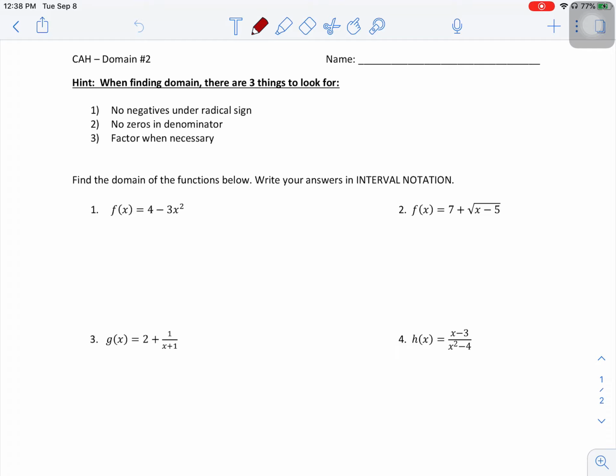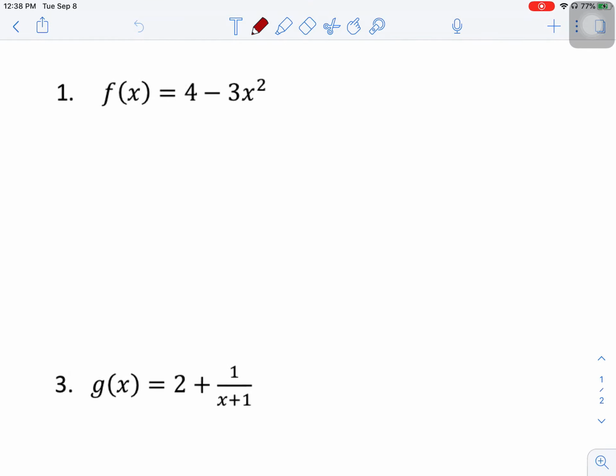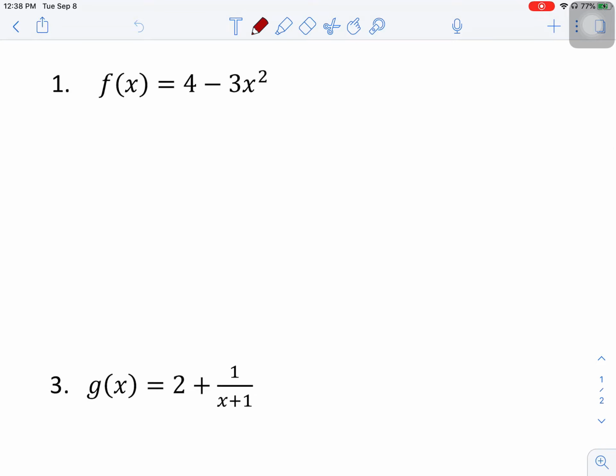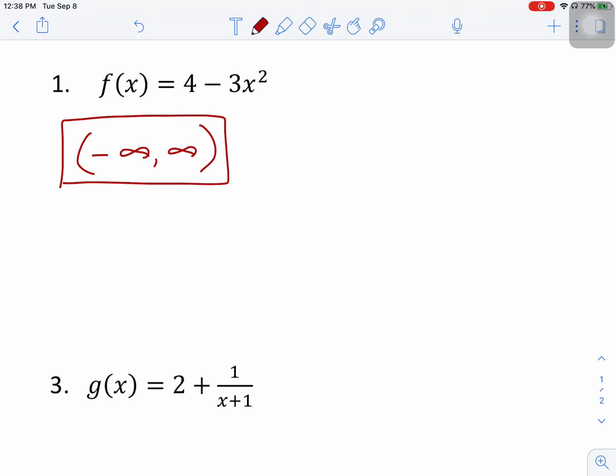Find the domain of the function, write your answer in interval notation. So things that I want to look for in problem number 1. I want to look for square roots. I don't have any. I want to look for fractions. I don't have any. Your domain in this case is not restricted at all. So any x value in the whole wide world will work. There's no restrictions. So x can be negative, positive, decimal, fraction, 0. It's all fine. There will be no issues.